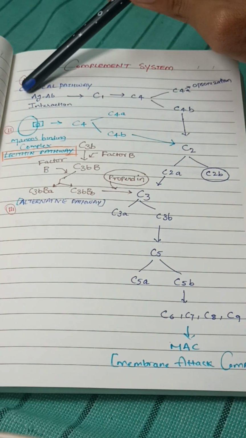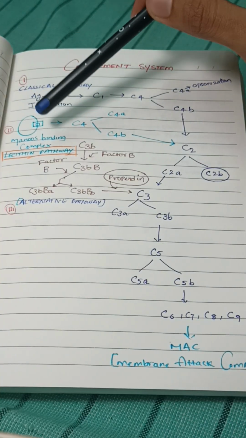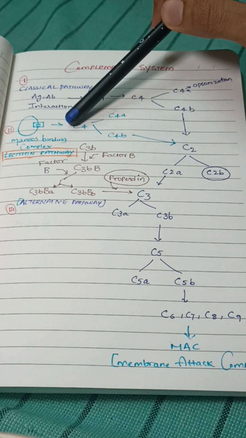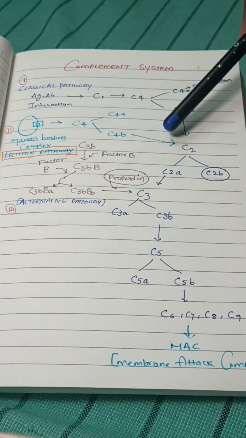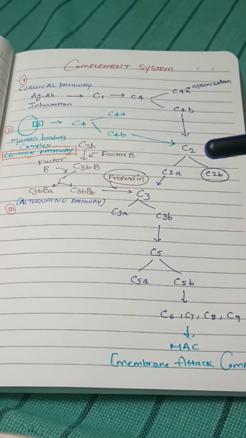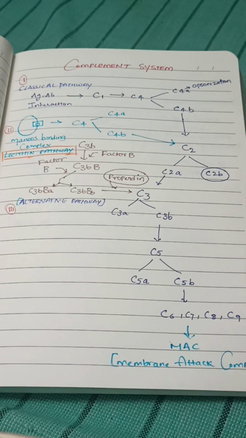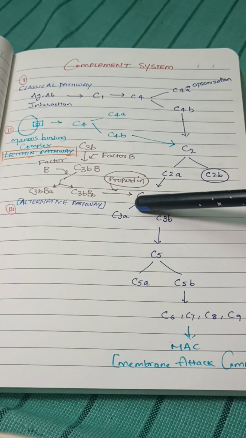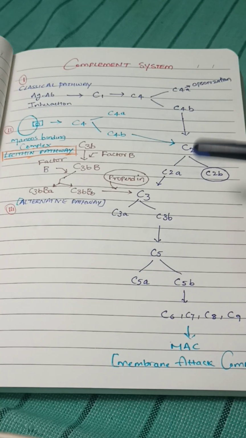In the classical pathway, it is antigen-antibody interaction. In the mannose-binding or lectin pathway, the mannose-binding complex is the initiator, and C4 and C2 are the same. And out of all this, the powerful opsonins for opsonization are C3a and C5a.